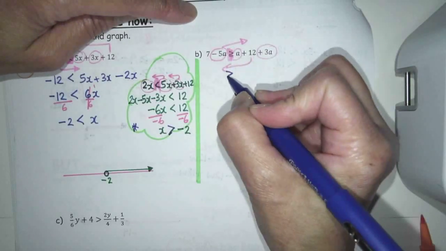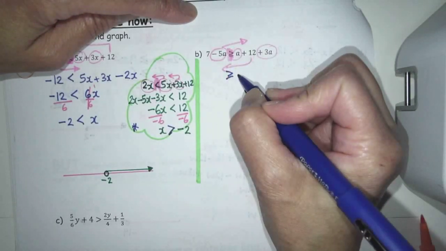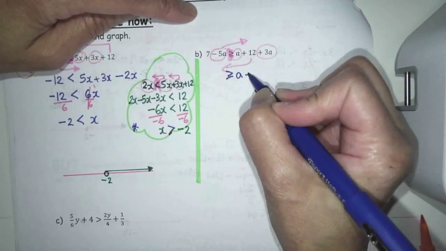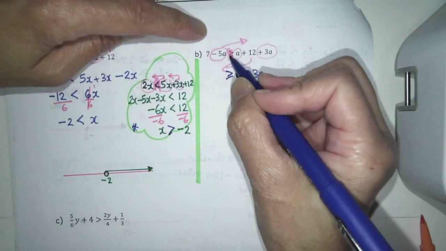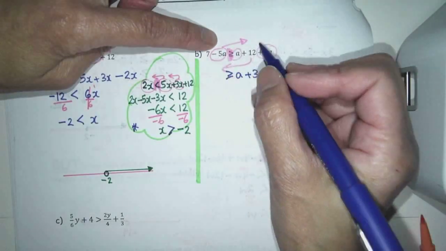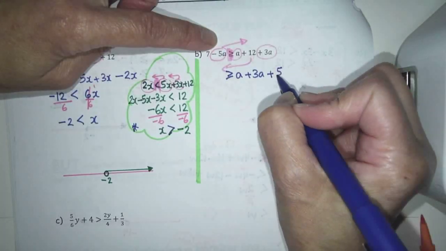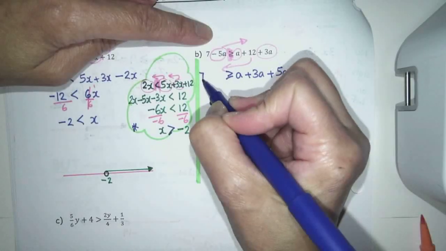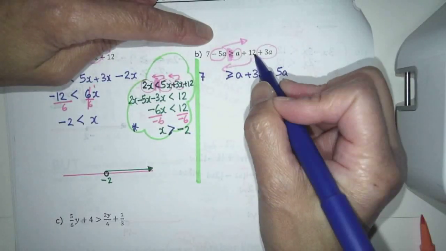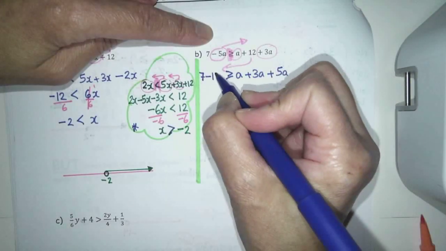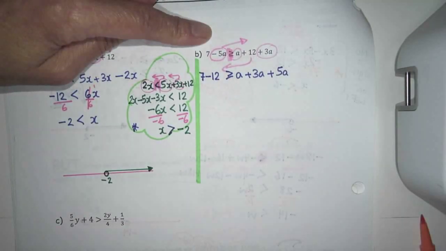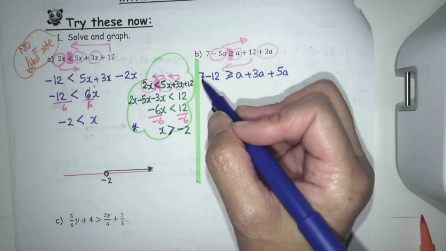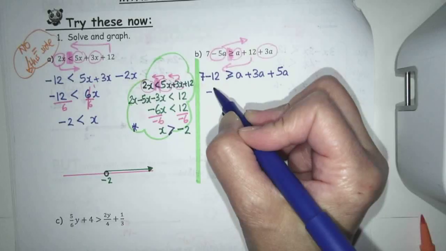These guys did not move. A did not move, so leave it. 3A did not move, so exactly the same. Negative 5A becomes a positive 5A, or minus 5A becomes a plus 5A. This 7 did not move, so leave it. This is plus 12, which now becomes minus 12. 7 minus 12 is negative 5.